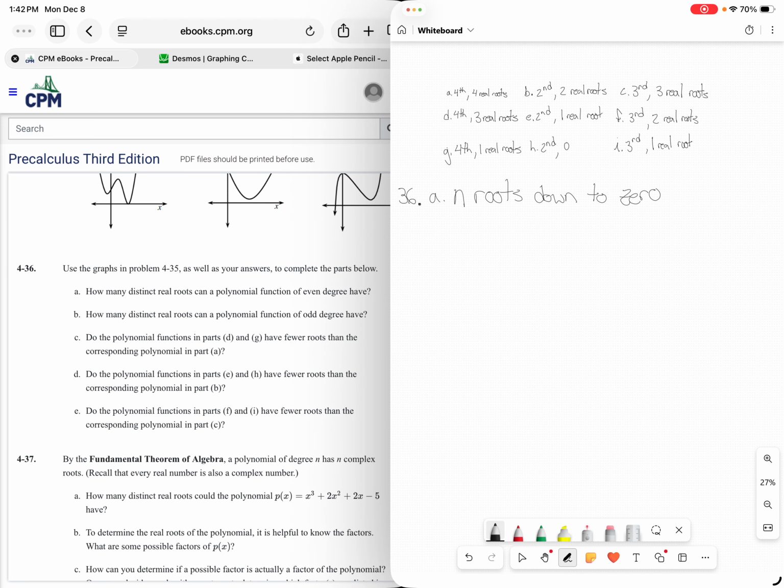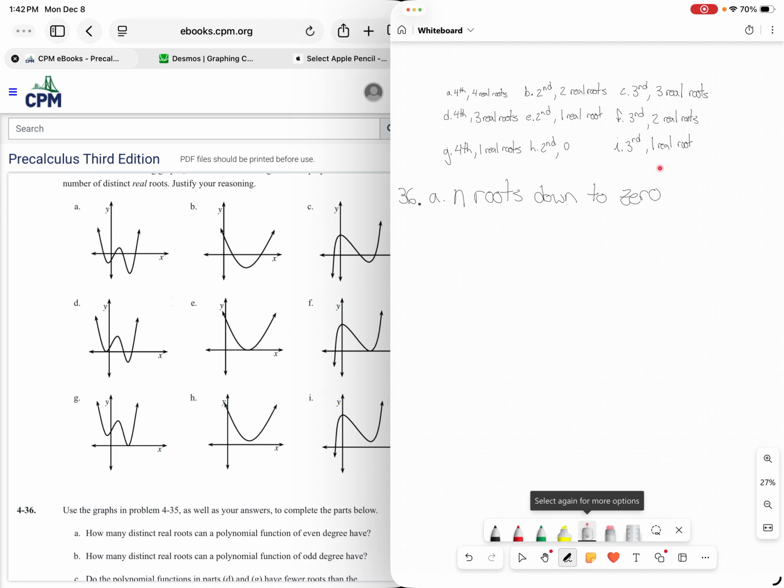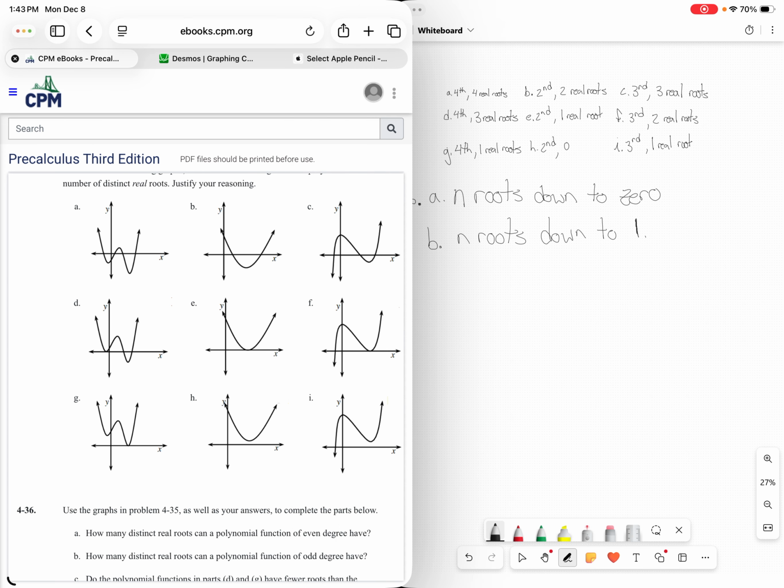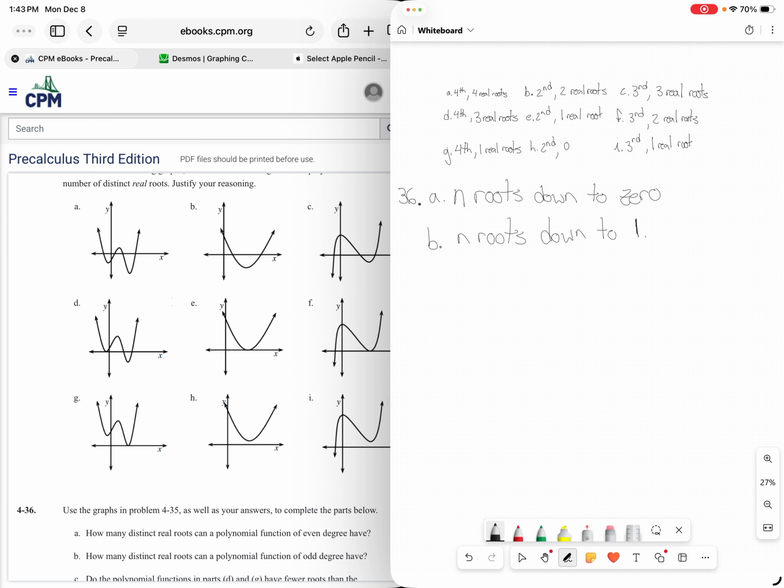Okay, B. How many distinct roots can a polynomial of odd degree have? Now, if you look at your odds, 3 and 3, 3 and 2, 3 and 1. So if you go back and look at this odd function, there has to be n roots all the way down to at least 1, right? Because it's odd and the end behavior is different, it's got to cross the x-axis at least 1 time.